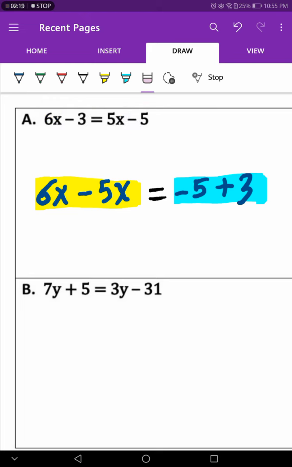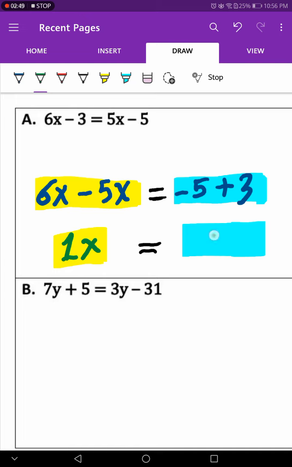Now combine the terms here. On the left side, I will get 1x, or you can write only x, and on the right side, negative 5 for the grocery and 3 for me. So I will pay my 3 to the grocery guy, and he said don't forget the 2 real next time, so he still wants from me 2 real, so it is negative 2. So x equals negative 2 is the solution of this equation.